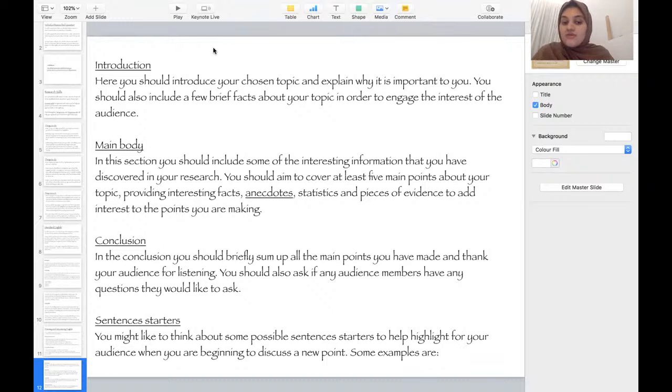You should also ask if any audience members have any questions they would like to ask. Sentence starters. You might like to think about some possible sentence starters to help highlight for your audience when you are beginning to discuss a new point.